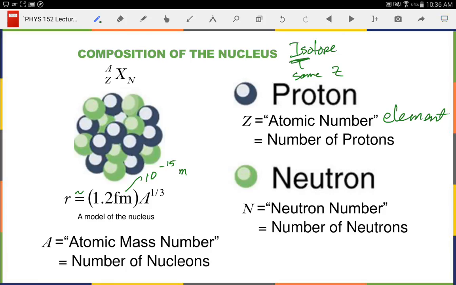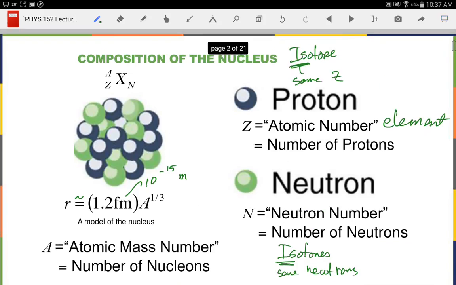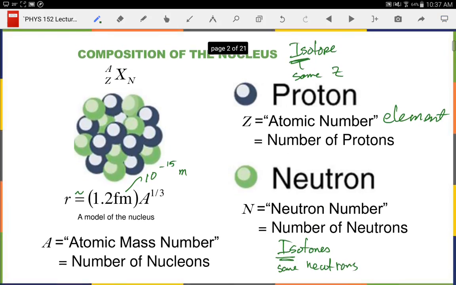Okay, then you also have something that's called isotones, which is the same number of neutrons. But that's not nearly as fun to deal with. Nobody talks about isotones. I doubt it's in our textbook. You change the P for proton to an N for neutron.